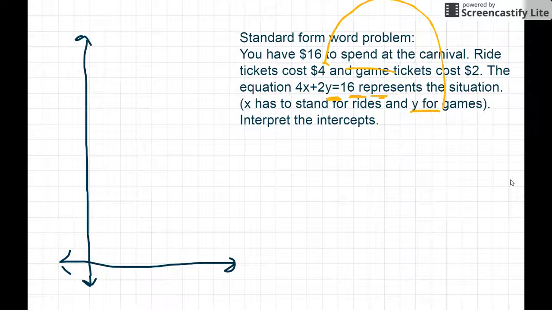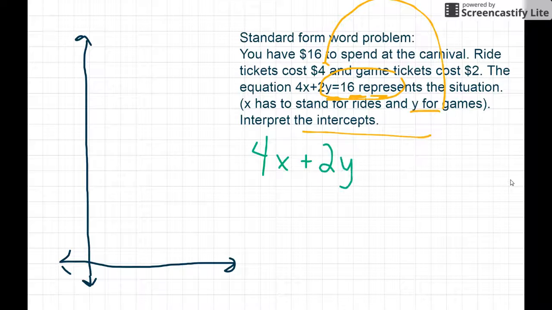And they will give that to you. You don't have to make that up. That will be given to you, and you're just going to have to be able to interpret the intercepts. So first of all, if I'm going to interpret the intercepts, I have to find them. So the first thing I'm going to do is find my intercepts.